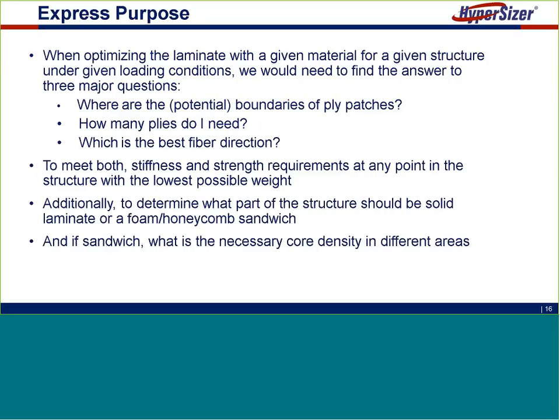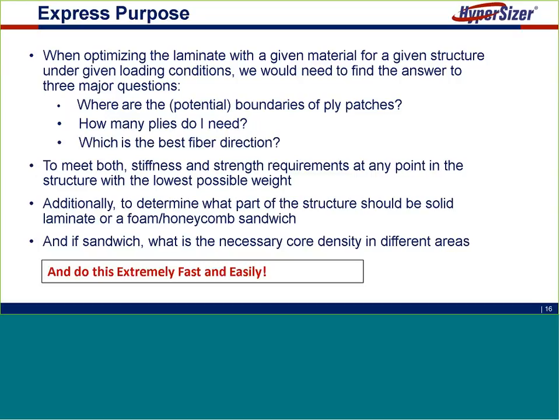And of course, there may be a desire for you to allow the software to show you where it's optimum to be a solid laminate, or what part of the structure should probably be foam or honeycomb sandwich. And if it's a sandwich, then what is the necessary core density in the different areas? And we do this extremely fast, and we do this extremely easily. So compared to the Pro product, you'll see a very minimized interface that has these green check boxes on the left-hand side to status the progress that you make during the optimization.